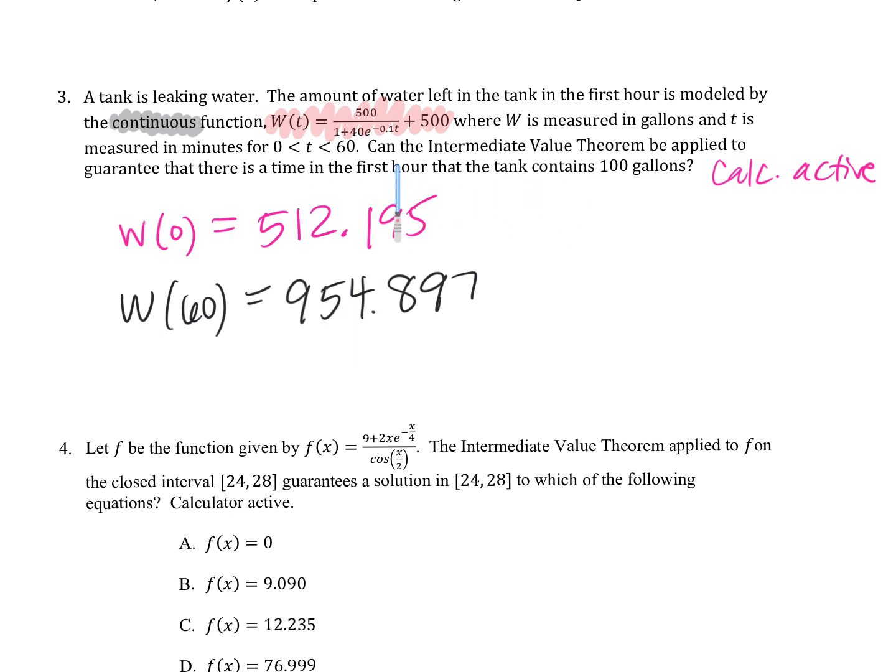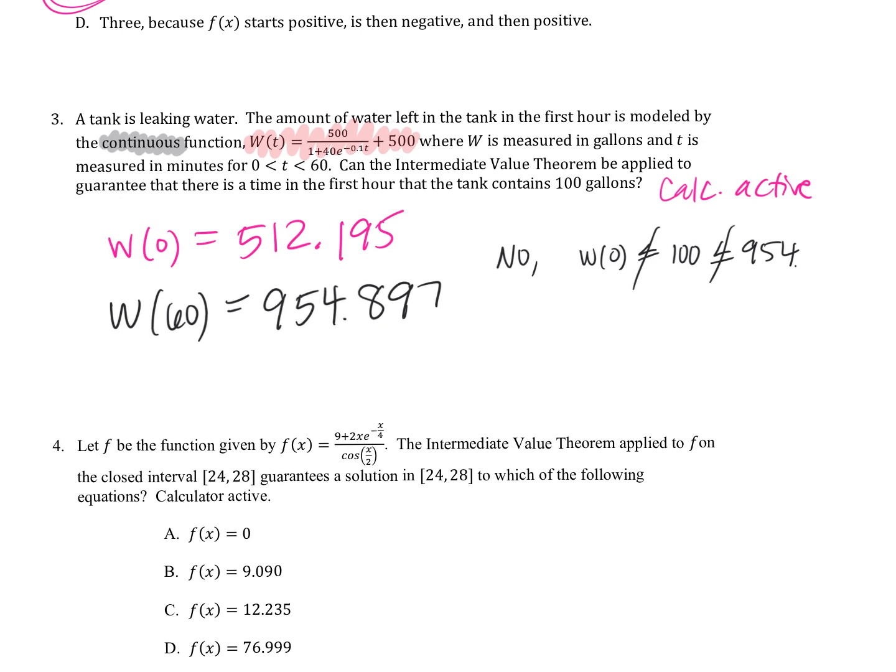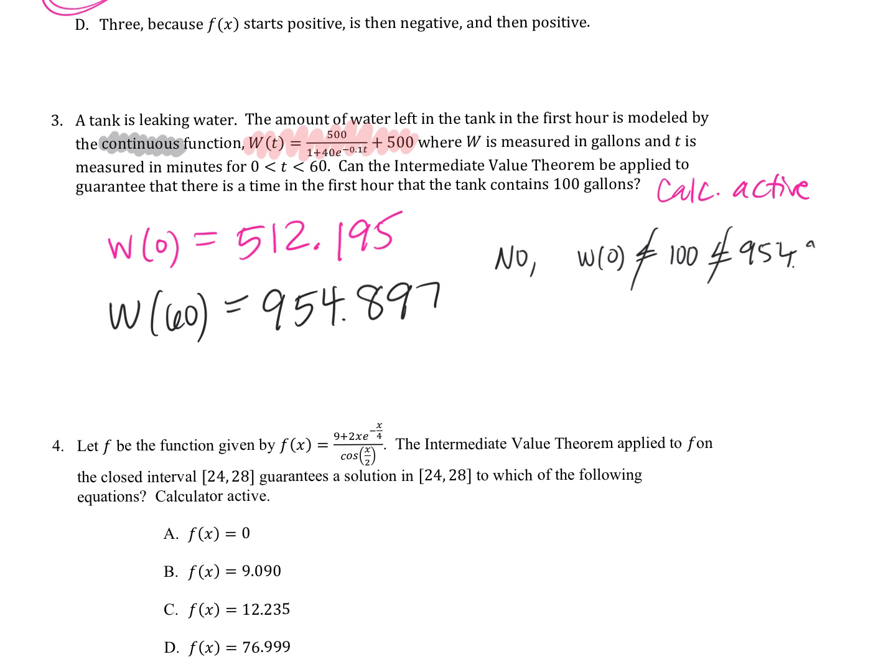It asks whether at any point in the first hour it's guaranteed that there was a time with 100 gallons in it. No. So we're going to say no. And then I'd say W of 0 is not less than or equal to 100, which is not less than or equal to W of 60. Instead of writing 954.897, I'd just say W of 60.